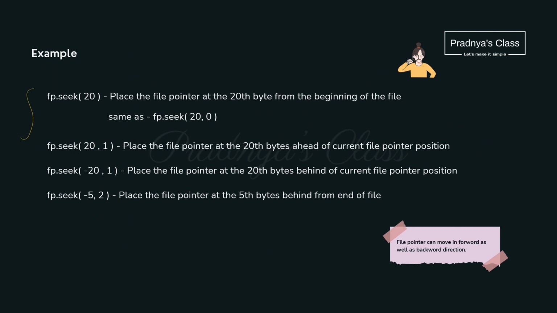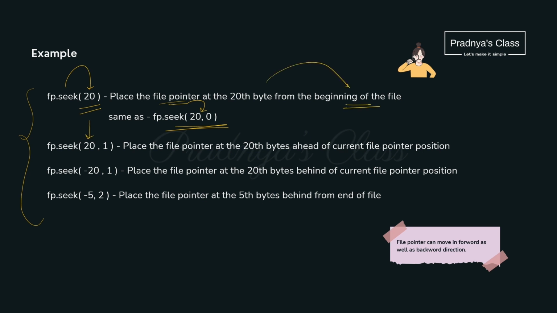Let's try to understand the working of the seek function with some examples. In the first example, we mentioned 20. 20 is the number of bytes. Default mode is 0, so it is the same as this. It means we need to place the file pointer at the 20th byte from the beginning of the file.